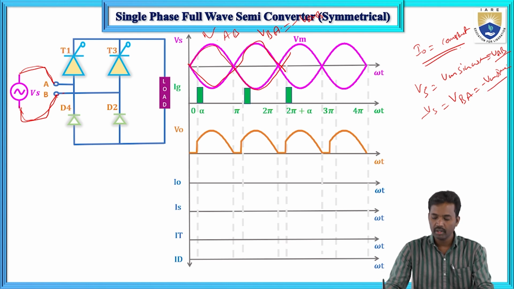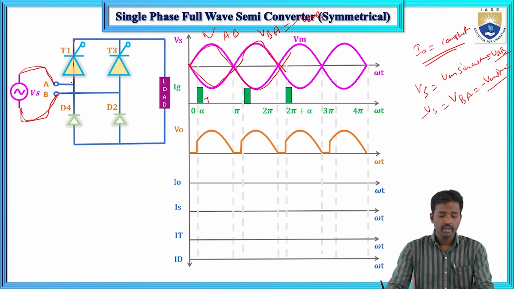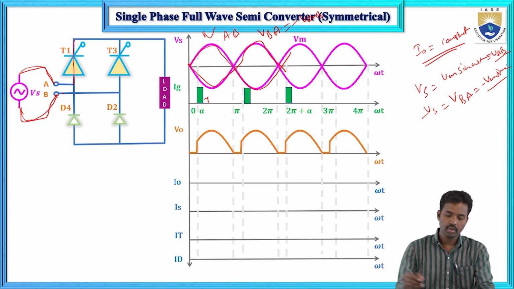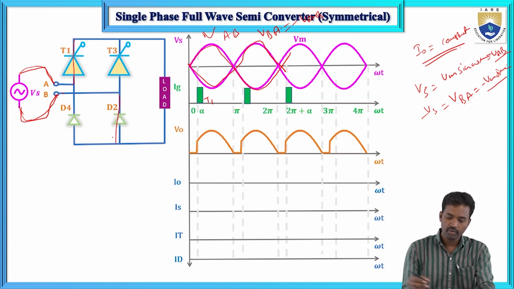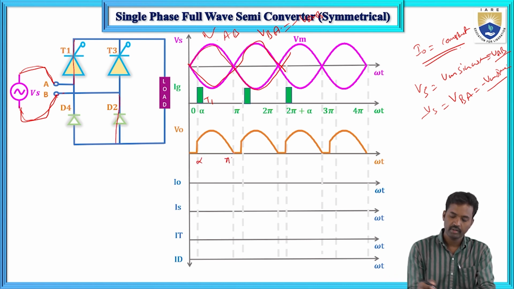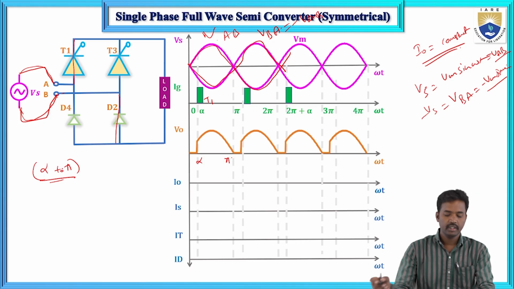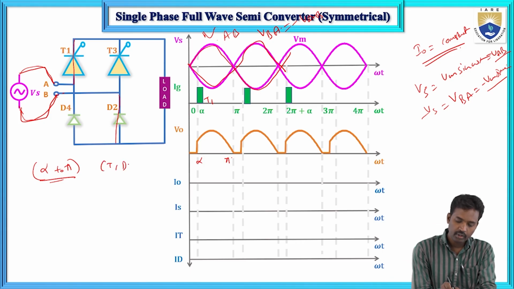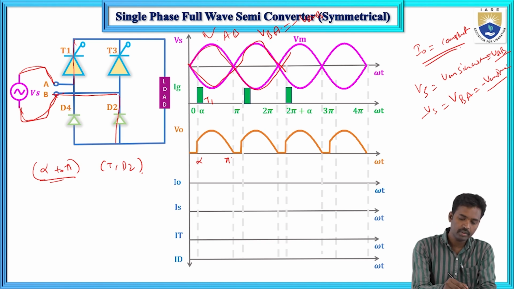Now how will it operate? First, T1 will trigger at alpha during the forward bias condition. T1 and D2 will conduct during the duration from alpha to pi. So the diagram looks like this.